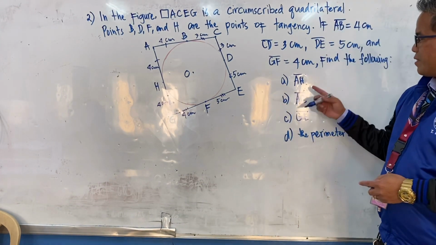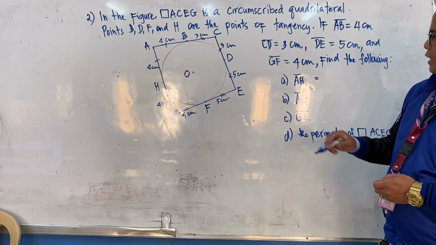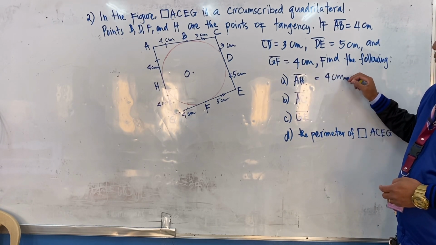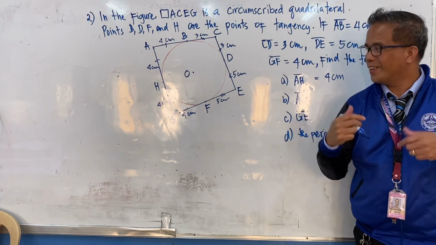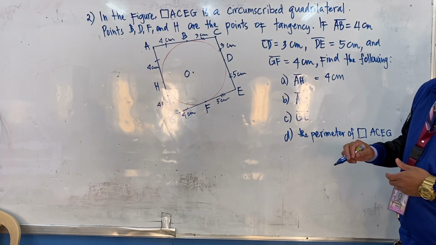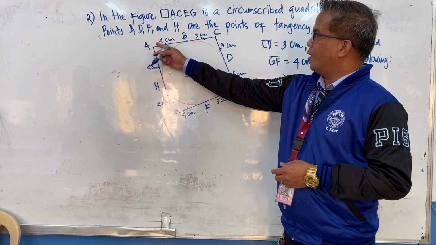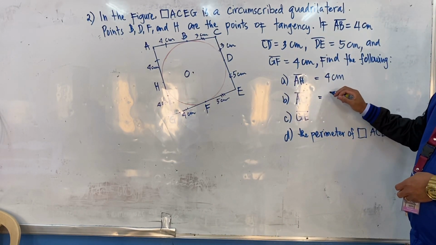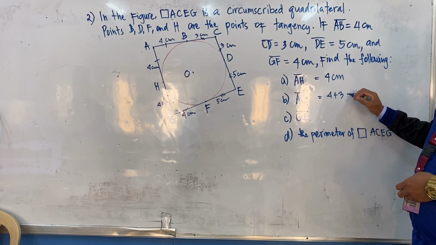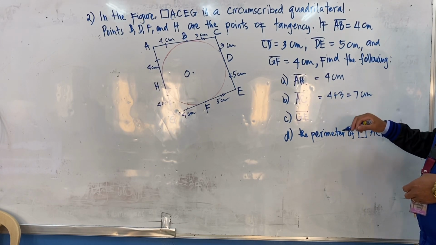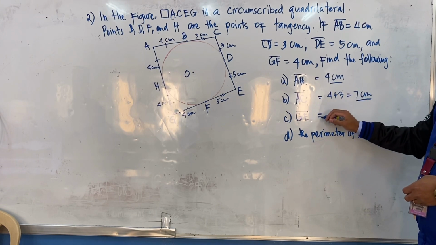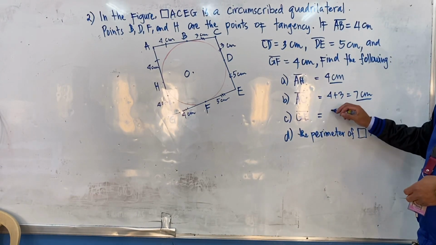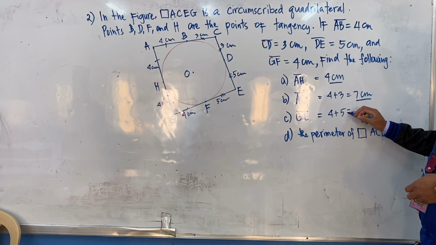So from that, we can now answer what is the value of segment AH. So the answer here is 4 cm. Very easy. And then for segment AC, starting at this point until here, so just add 4 plus 3, 4 plus 3 is equal to 7 cm. And for GE, so just add 4 plus 5, so the answer is 9 cm. 4 plus 5 is equal to 9 cm.